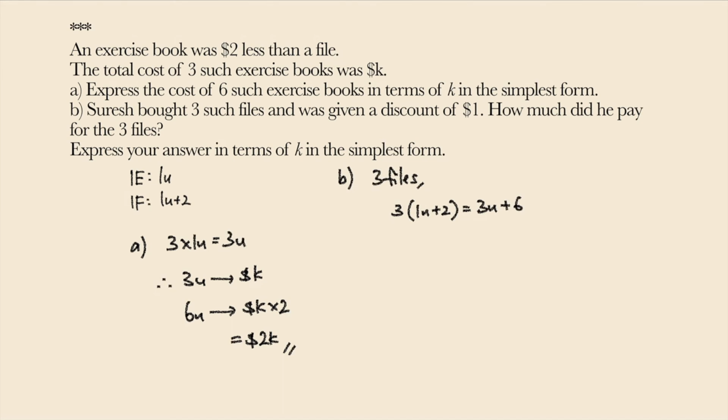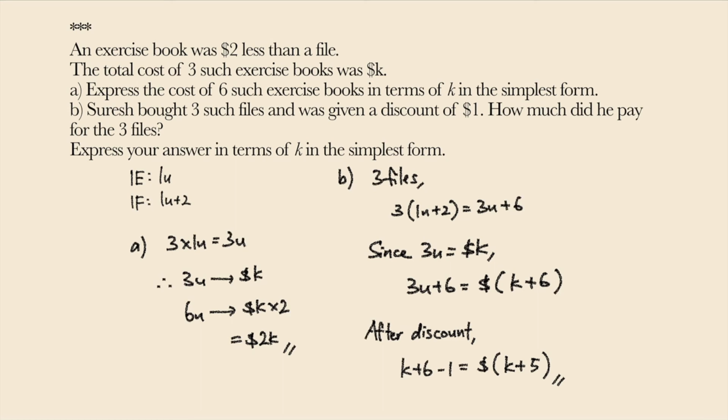Next, three files. Okay, so one file is 1U plus 2. Three files would therefore be three of these 1U plus 2s. That would get us 3U plus 6. That's the cost of three files. Now, we were just told that 3U is K dollars, yeah? So do we have to write 3U plus 6? Nope, we can just say K plus 6. Take away this 3U, and since we know 3U is K dollars, this will be K plus $6 for three files. So now we are not expressing the cost in terms of units, we're expressing the cost in terms of K dollars, yeah? Now, don't forget, $1 discount. So we need to take K plus 6 minus 1. So the cost would therefore be K plus $5.